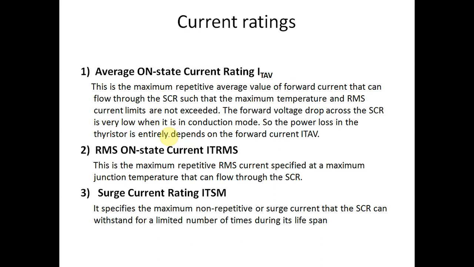If more current flows through the circuit, then the SCR will be turned off or damaged. The forward voltage drop across the SCR in conduction mode is very low, so the power loss in the thyristor entirely depends on the forward current. RMS on-state current is the maximum repetitive RMS current specified at a junction temperature that can flow through the SCR.